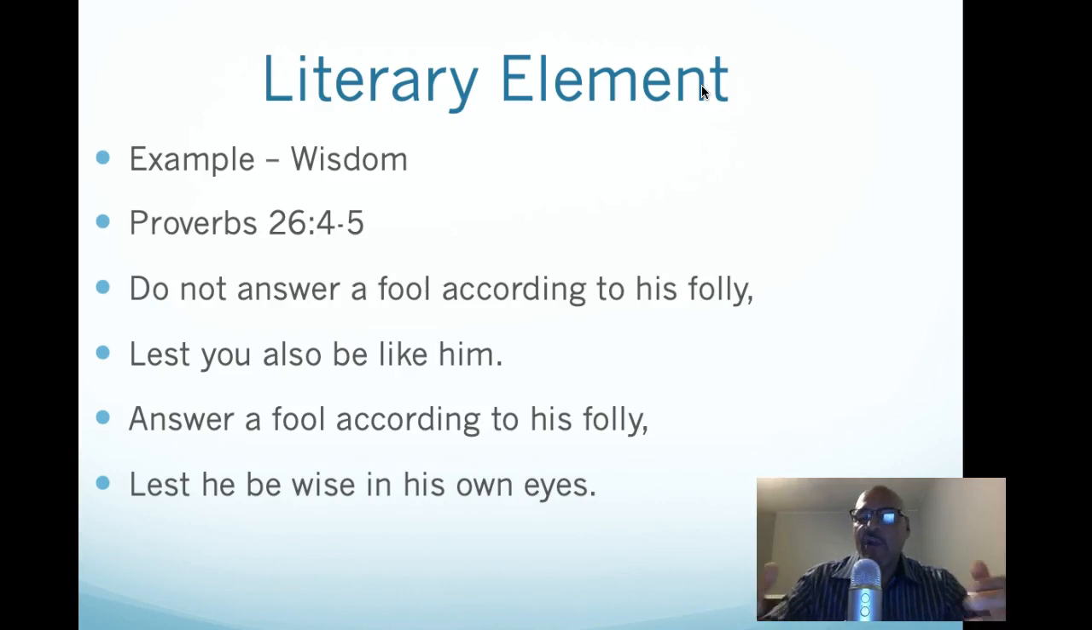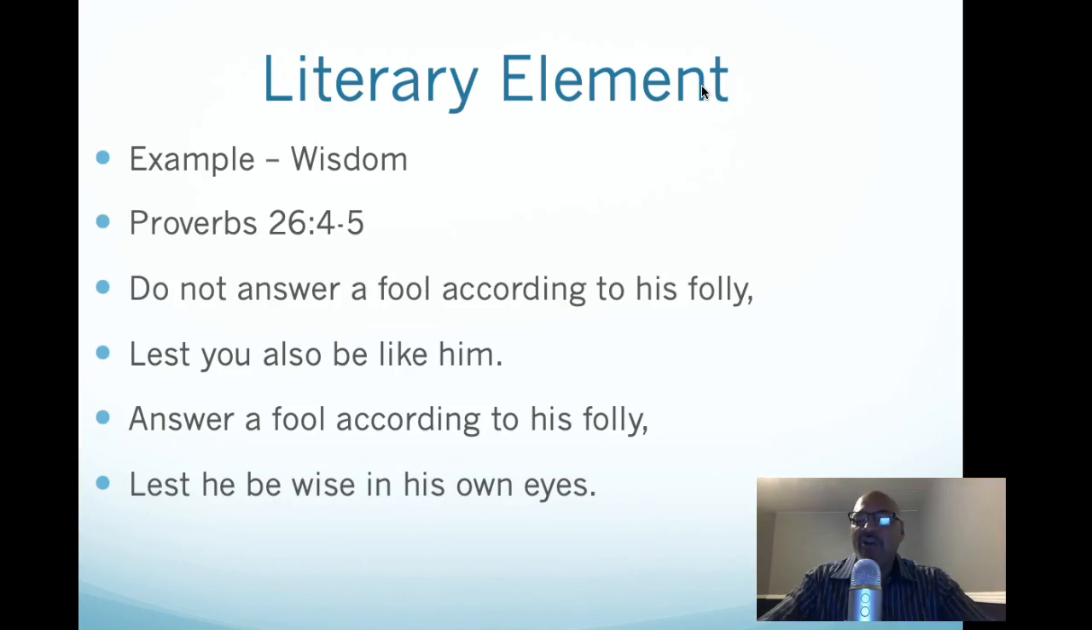So there are wisdom scriptures that you have to learn how to find out what they mean. How do we apply them? Okay. Don't answer a fool. Okay. And then right below it says, answer a fool. Okay. But when? That's the wisdom. That's what Proverbs is all about. It's an example of how to read a proverb.